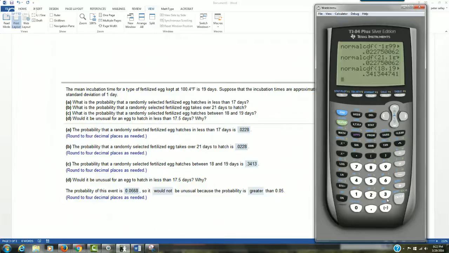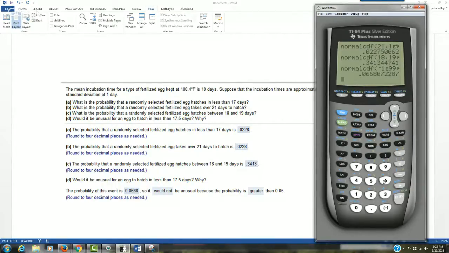And then the last part says, would it be unusual for it to be less than 17.5? So I want to calculate the p-value for that. So that's back to our norm CDF friend. Since it's less than, that means I want negative infinity on the bottom side, and my upper bound is 17.5. And then I get a probability of 0.066.